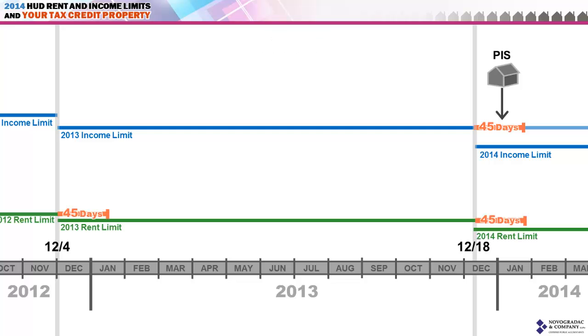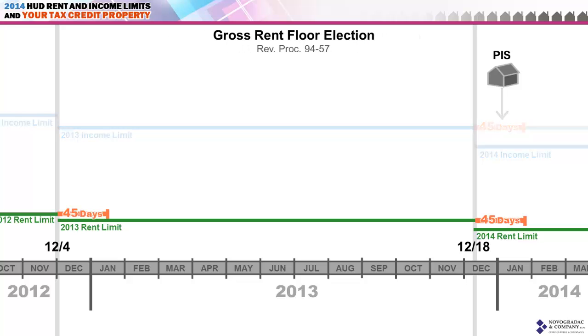But now let's talk about the rent floor election under Rev Proc 94-57. The rent floor election states that you can have your rent limits effective on either the date of allocation for 9% or the date that you place your project in service. And you actually have to elect for placed in service.